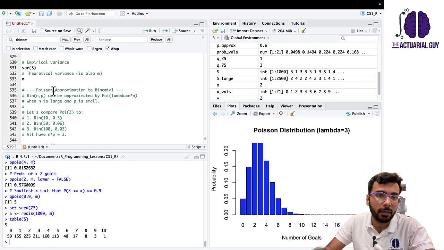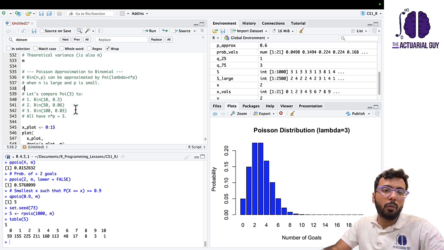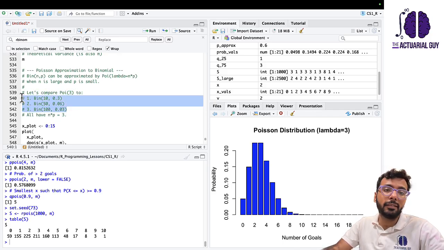You can also approximate your binomial n comma p probability with a Poisson distribution where n is very, very large and p is small, right? So this is something we've talked about earlier, and lambda is equal to np. So what we'll do is we'll compare Poisson 3 to binomial 10, 0.3. Of course, here n is not large and 0.3 is not a very small value for p. But eventually we'll get to binomial 100, 0.03. In all of these cases, they can be approximated using Poisson lambda, but the best approximation would come in this case. They all have np equal to 3. But the best case is obviously where n is very large and p is very, very small.